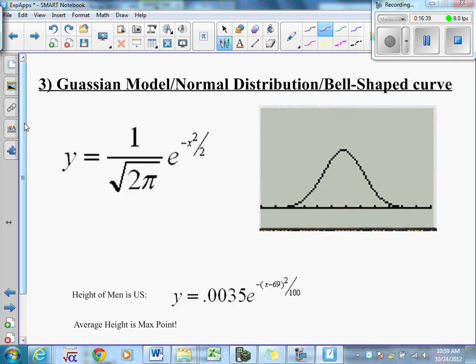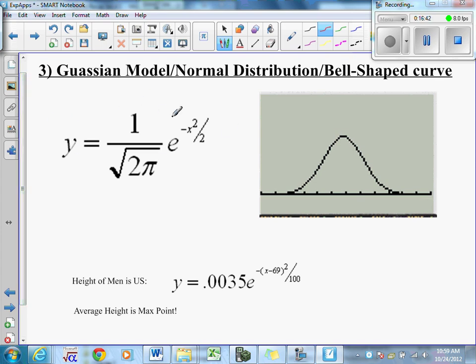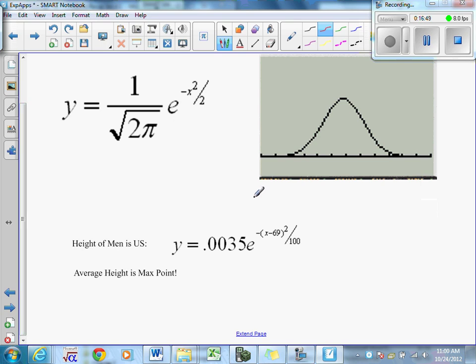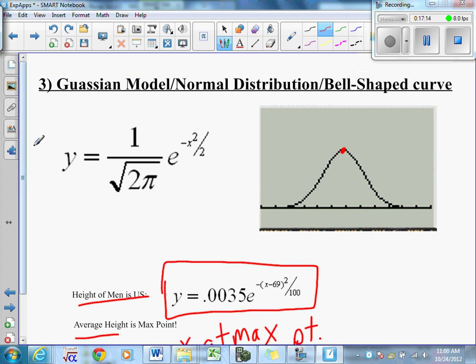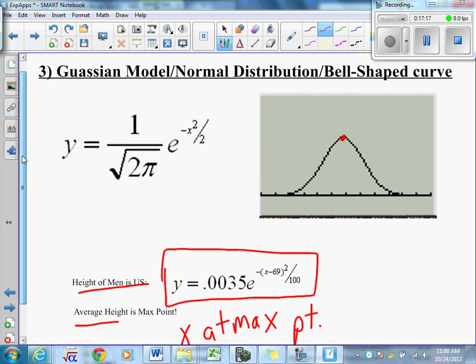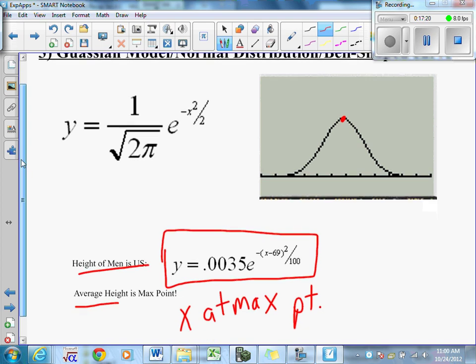Gaussian normal distribution, bell-shaped curve. We have this formula. We get a graph that looks like this. And the way it works out, if this formula is our formula that gives us the height of men in the United States, if we want to find the average, that's just going to be our maximum. So our max is the x at the max point. This is one application. Those of you in statistics, we'll get to this later, so I wanted to just bring that up here. So all you need to do on these points is just graph them and find the max point.